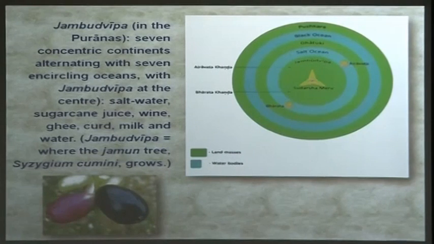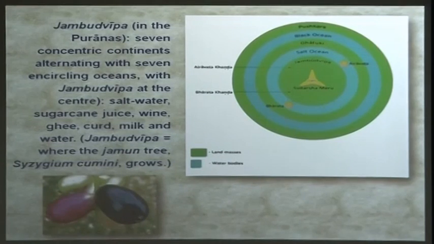But there is also a mythological definition in the Puranas, which many people are confused by and try to make match the geography of the world, but it will not work, for the simple reason that you have Jambudvipa at the center, and then you have seven encircling oceans, actually alternations of oceans and continents. And the oceans are said to be salt water, sugarcane juice, wine, ghee, curd, milk, and water finally. So this is of course not something that we will easily be able to match with reality.